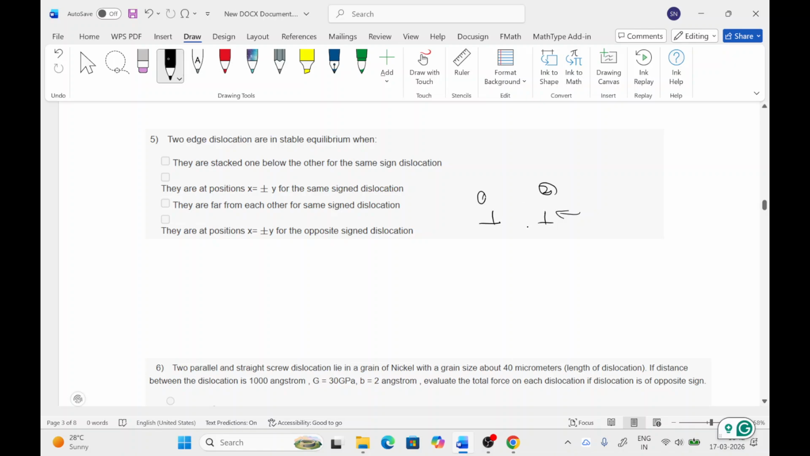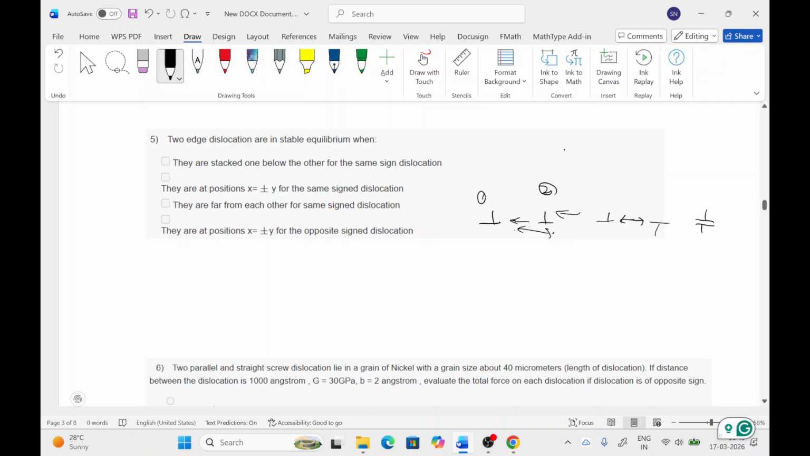So both are of the same sign. When the second dislocation comes near to the first dislocation, because they have the same sign, meaning positive edge dislocations, they will repel each other. But if we have a positive and a negative edge dislocation, they will attract each other and annihilate. But these will repel each other. This is for a single slip glide plane.